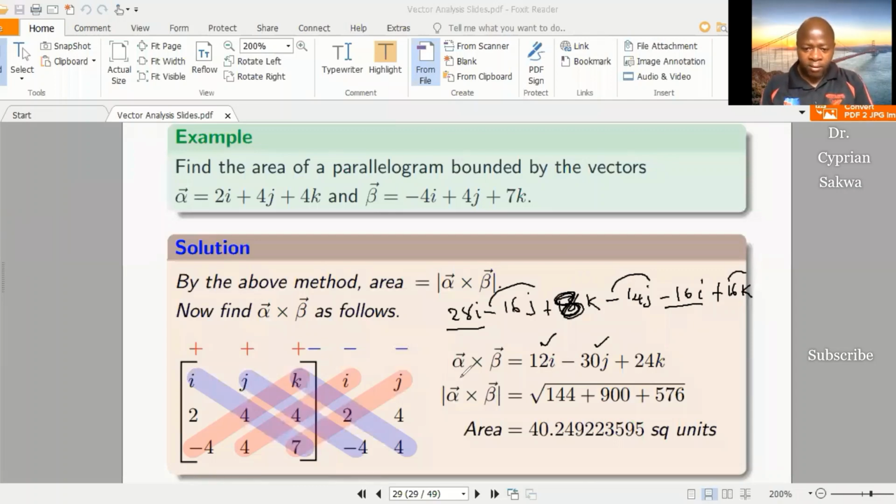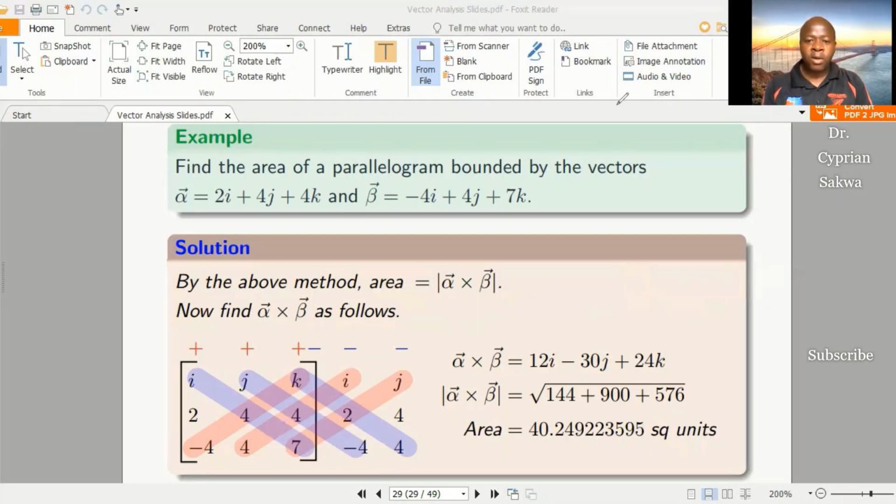So now we have the cross product alpha cross beta. What remains to do is to get its modulus, or its magnitude. You know that we'll be squaring 12, plus the square of 30, plus the square of 24, and this is what we get. Then the square root gives us the area. So this is the area of this parallelogram. That is how we get the area of a parallelogram. There are various methods of doing that, but we've chosen to use the knowledge of the cross product to do the same work.